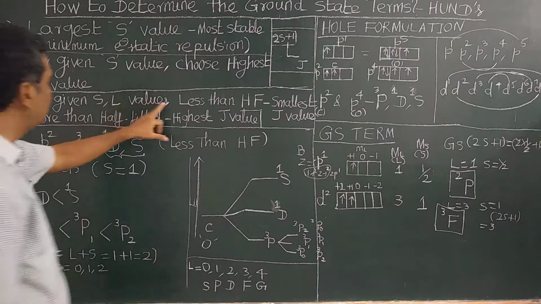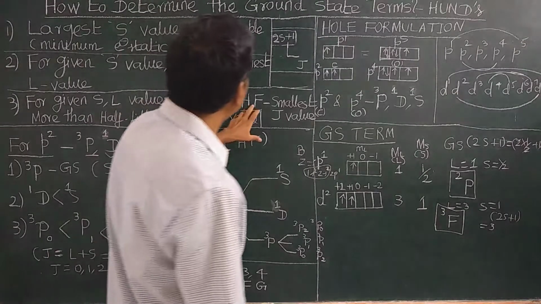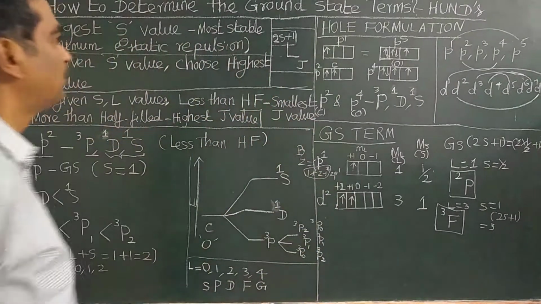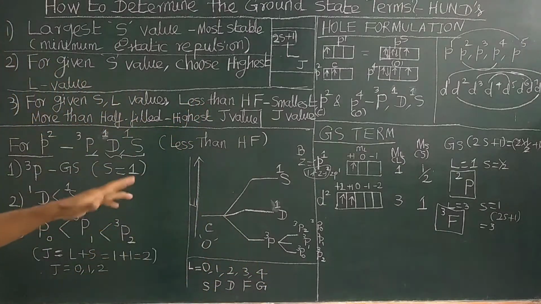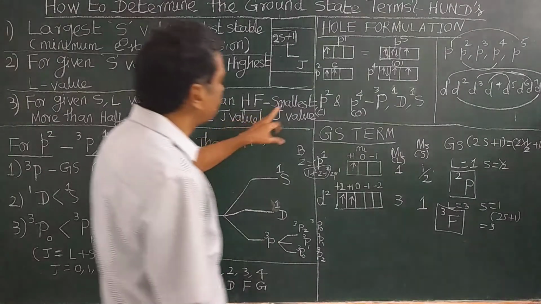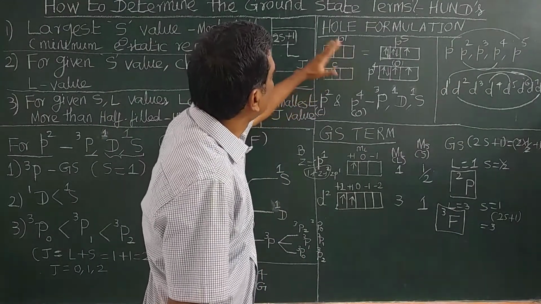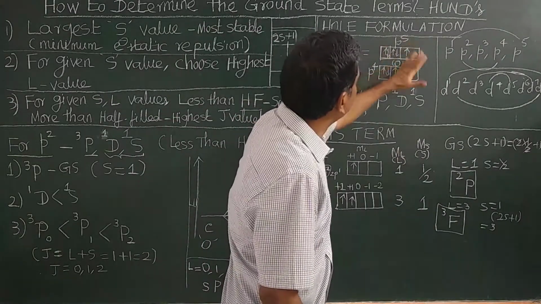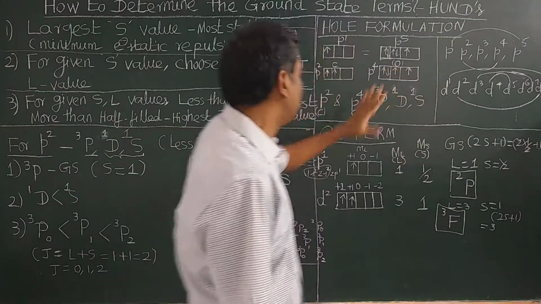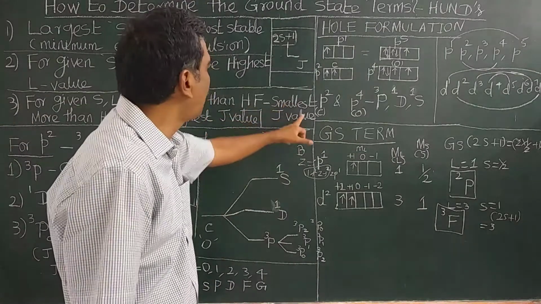Next, for given S and L values, for less than half filled, choose the smallest J value. If the state is more than half filled, then the highest J value is the ground state. For example, what is less than half filled? Here, p2 and p1 are less than half filled. Now here you see more than half filled: p5 and p4. So for given S and L values, less than half filled means the smallest J value.